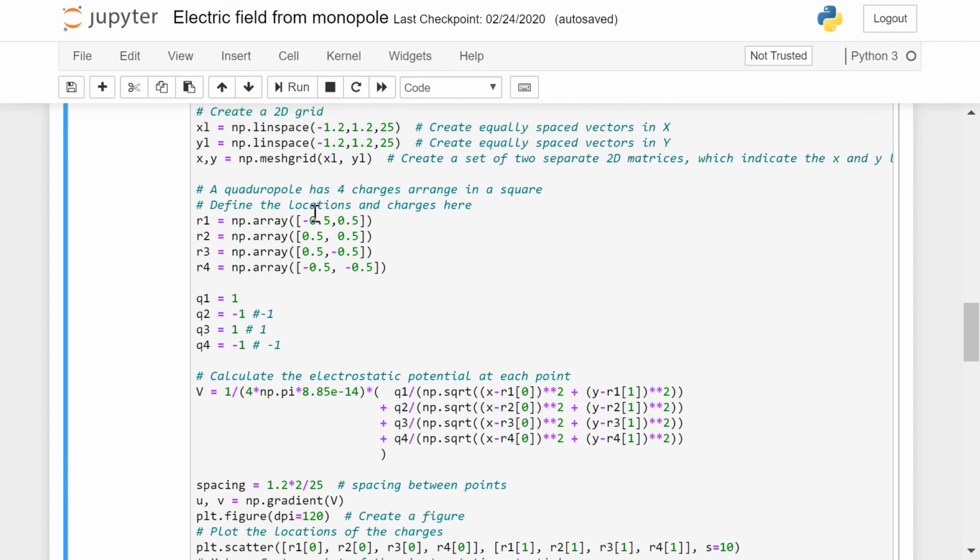Here's where we define the location of the charges in the quadrupole. So this is defining the x and y coordinates of R1, x and y coordinates of R2, and so on. So we have one in each corner of the square. And here we're actually defining what the actual charge values are. So Q1 is positive, Q2 is negative, Q3 is positive, Q4 is negative. Ignore these things after the hashtag. These are comments.